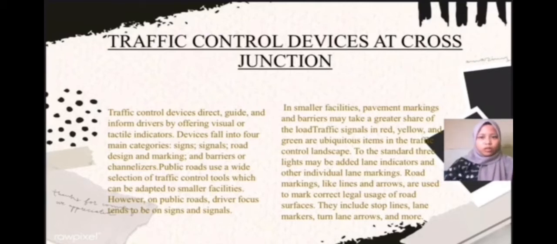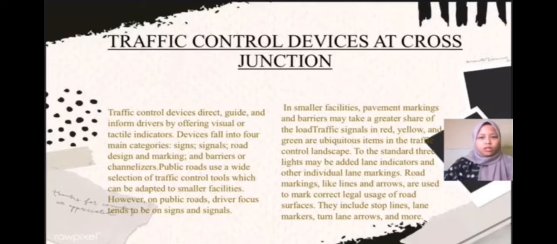Okay, next is traffic control devices at cross junction. Traffic control devices direct, guide, and inform drivers by offering visual or tactile indicators. Devices fall into four main categories: signs, signals, road design and markings, and barriers or channelizers.